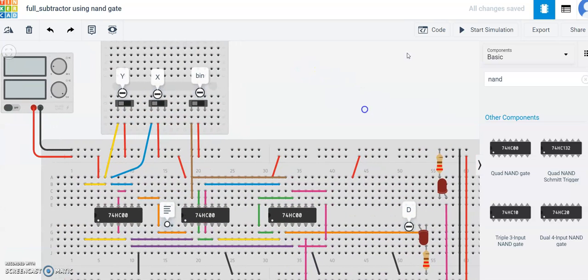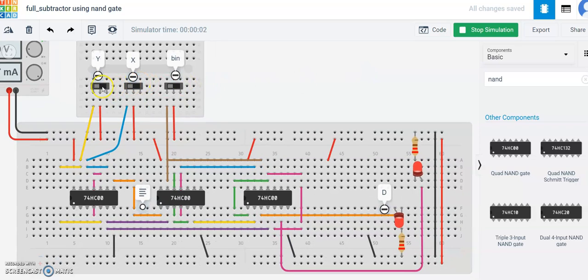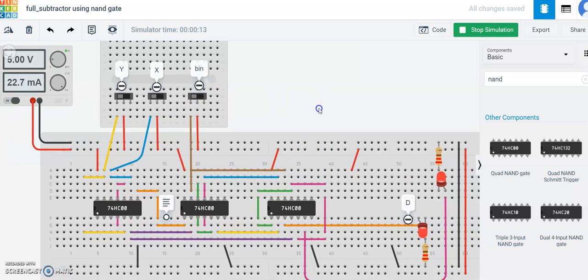Let's start the simulation. Right now all are one. Both the LEDs are 0. Both are off. And similarly, you can check for other cases in the prototype.